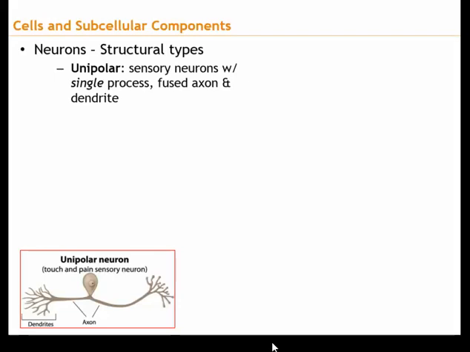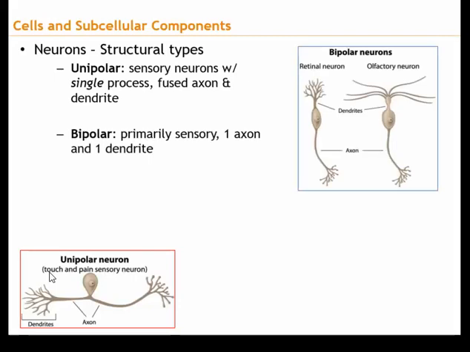The first type of neuron is a unipolar neuron. So uni meaning one. So sensory neuron with one single process fused axon and dendrites. We see down here it's involved in touch and pain sensory information. Next is a bipolar neuron. So primarily sensory, one axon and one dendrite.